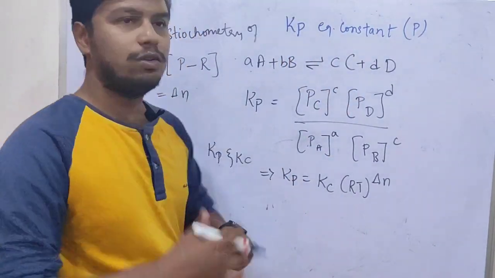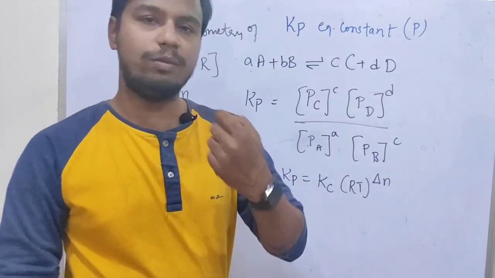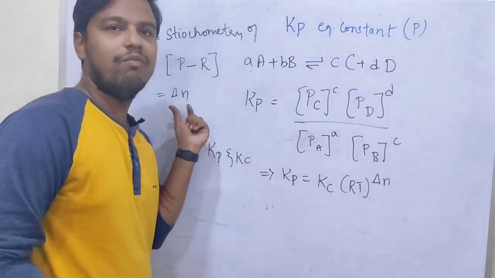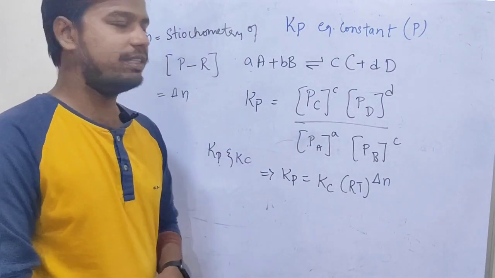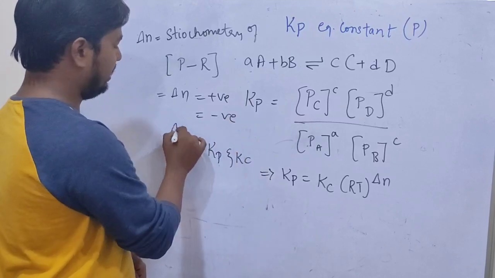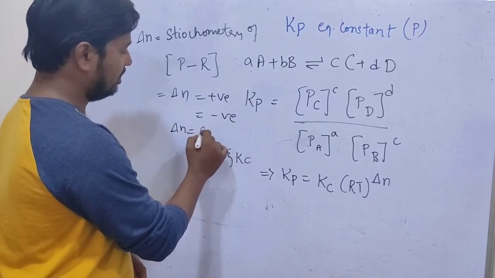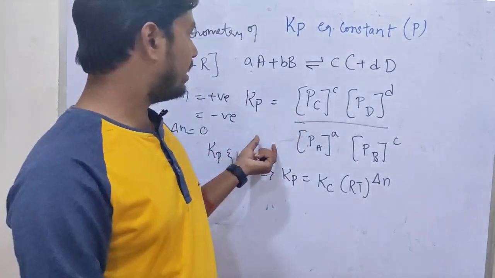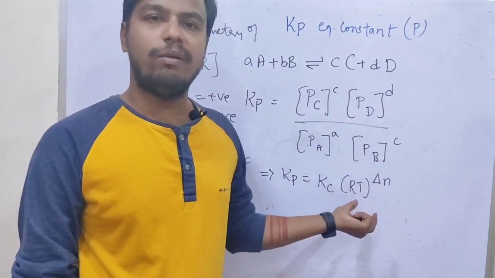Now we should see what is homogeneous. In the next video we will see homogeneous equilibrium, heterogeneous equilibrium, and how the delta N value affects the entire equilibrium. We will see what happens if delta N is positive, if it is negative, and if delta N is equal to 0. We will see what happens when all these terms are included. We will solve problems at the end.